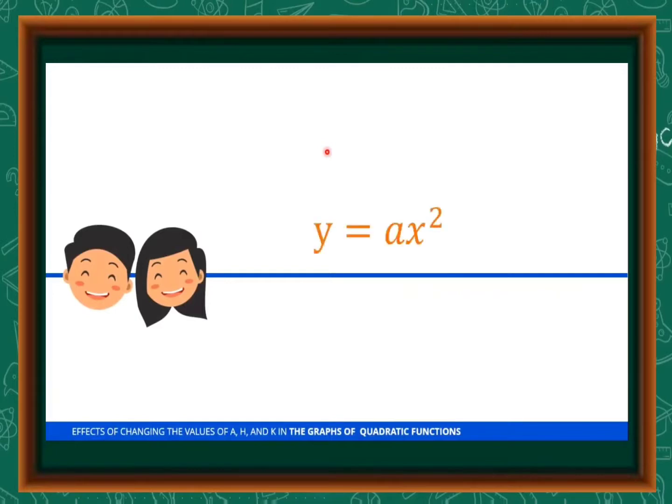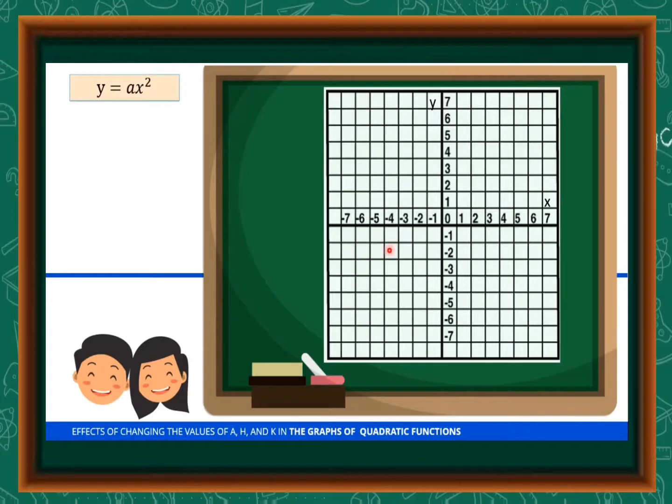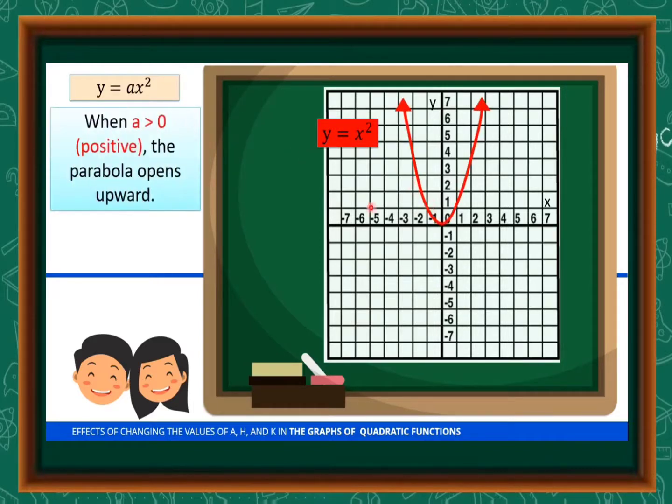Now let's have the graph of y is equal to ax squared. I-observe natin ang changes kapag ang value ng a ay nagbabago. So in this example, ilalagay natin yung ating y is equal to x squared or yung parent graph natin. Okay, so ito ang kanyang graph. So when a is positive, ang parabola natin will open upward. And in this example, y is equal to x squared, ang a natin ay 1 which is greater than 0 or positive. That's why the parabola opens upward.